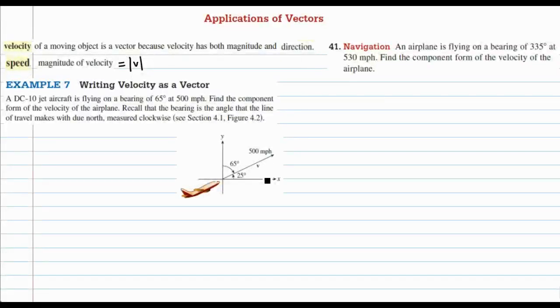This is the screencast for section 6.1, example 7. We're going to look at some applications of vectors. Well, velocity of a moving object is a vector because velocity has both magnitude and direction.